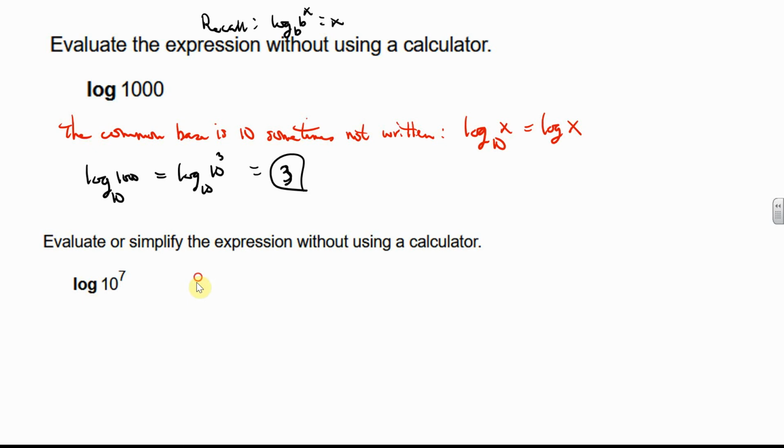And look at this. This is log base 10 of 10 to the 7. What's that equal to?